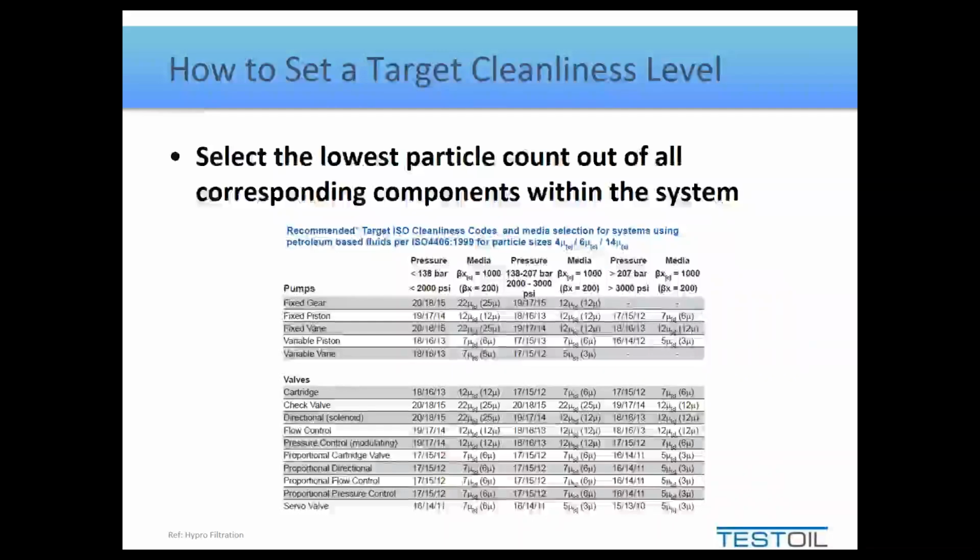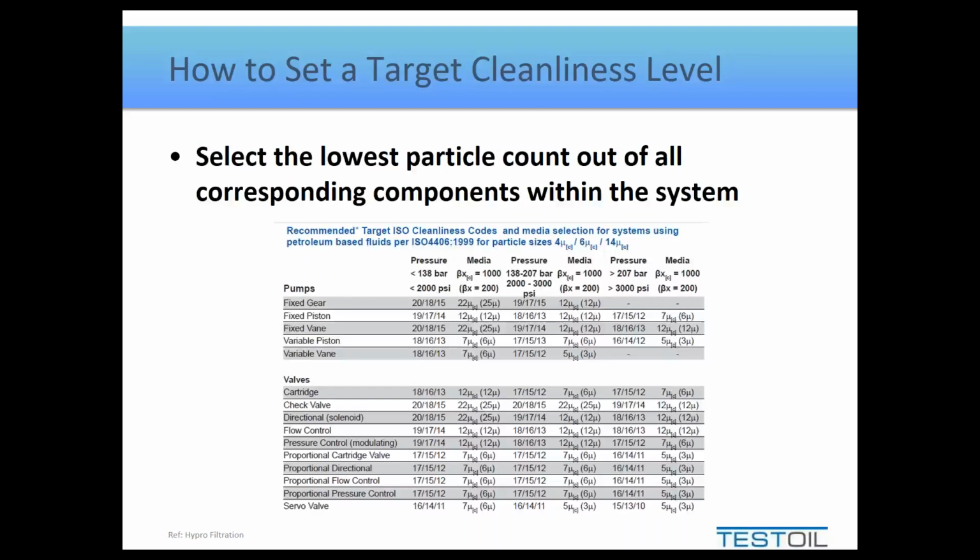Now, we talked about setting a target cleanliness level, but again, let me stress this to you. There's a difference between a target and a limit, and that is often about 2 ISO codes variance from each other. The target is what you are hoping to hit. The limit is the number which, if you hit it, you would have to take a corrective action. So we typically separate those by 2 ISO codes just to make sure that we're not always in alarm.